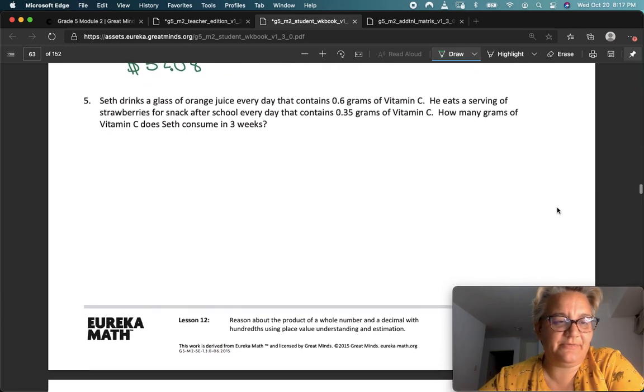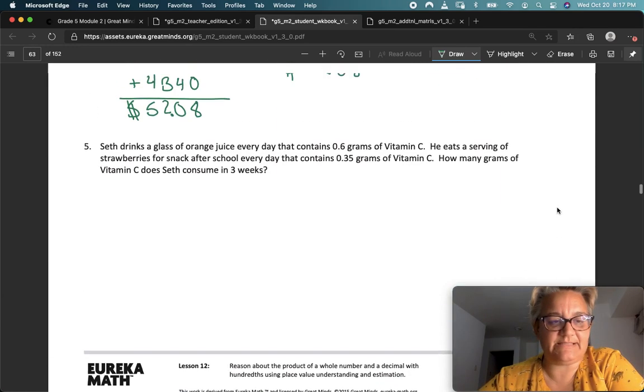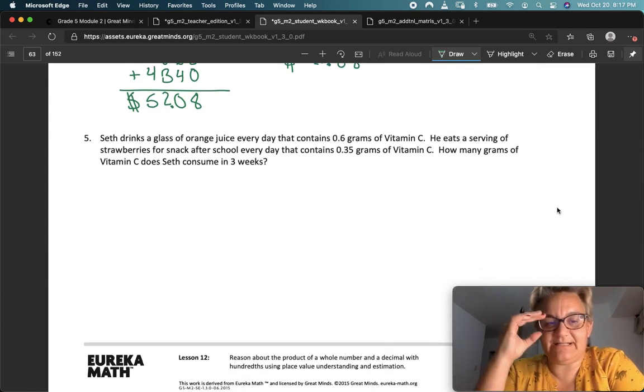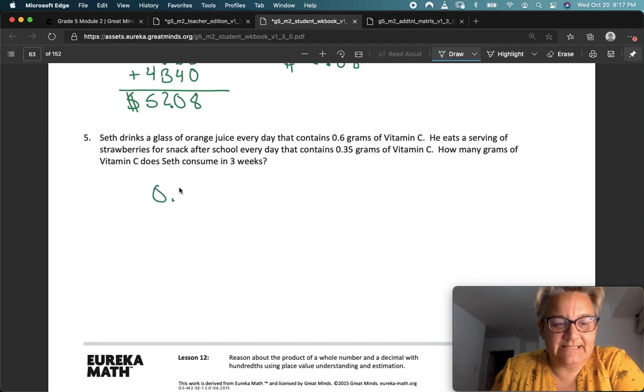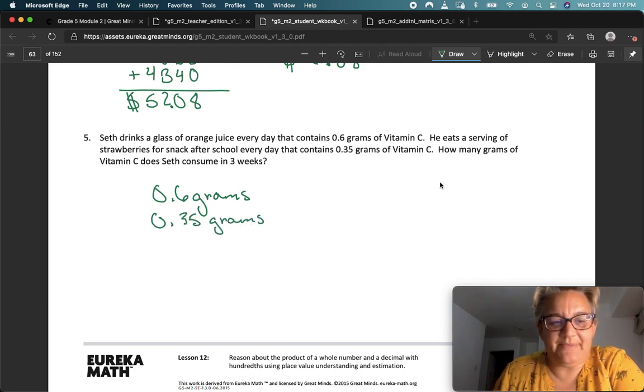Okay, number 5. Is this the last one? Yes, number 5. Seth drinks a glass of orange juice every day that contains 0.6 grams of vitamin C. He eats a serving of strawberries for snack after school every day that contains 0.35 grams of that vitamin C. How many grams of vitamin C does Seth consume in 3 weeks?